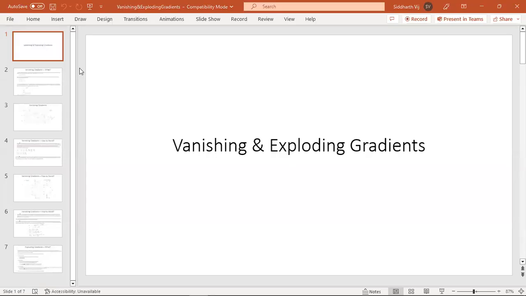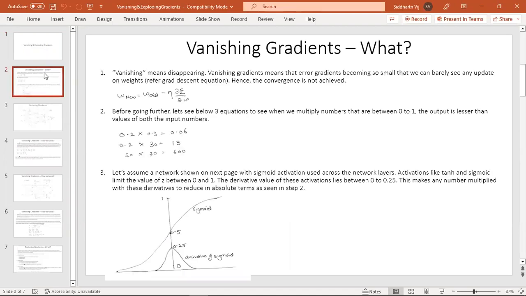Hi everyone. Today we are going to talk about another topic in deep learning, which is vanishing and exploding gradients. So let's begin. As you can see in the slide, the first thing that we need to talk about is vanishing gradients. Exploding gradients has a similar concept, so we need to be very conscious while discussing vanishing gradients. The similar concept will apply there as well in exploding gradients.